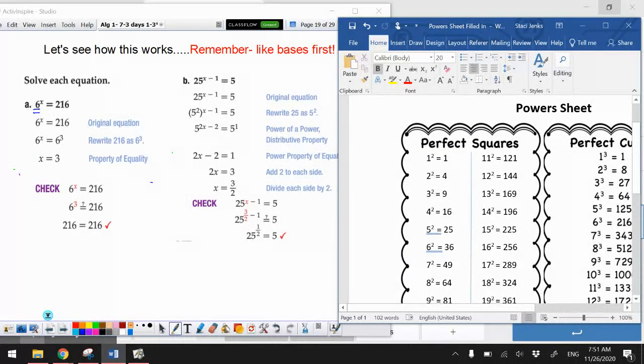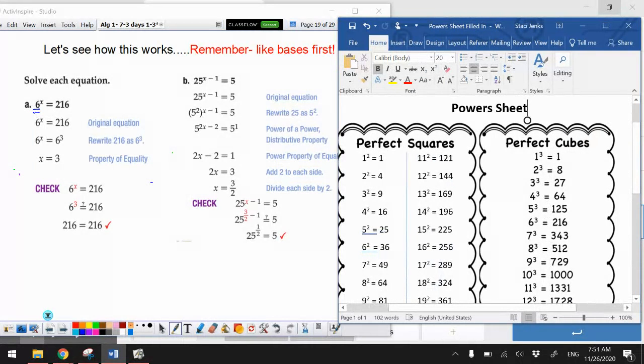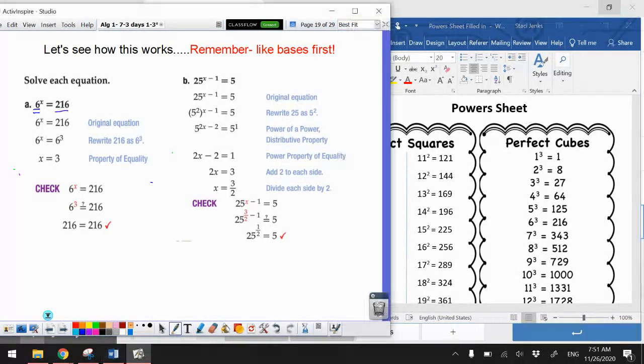So do I see a 216 on squares? No, I do not. Do I see a 216 on cubes with 6s? Yes, I do. So I am going to have to rewrite this 216 to be a 6 cubed because the bases have to be the same. Once I have 6 to the x equals 6 to the third, then I know that x equals 3. Again, those pull out and become an equation.